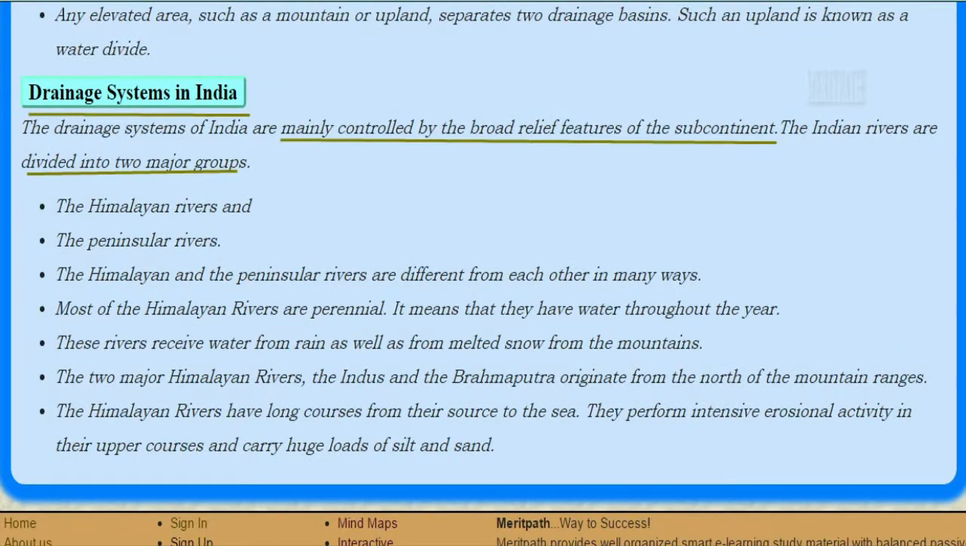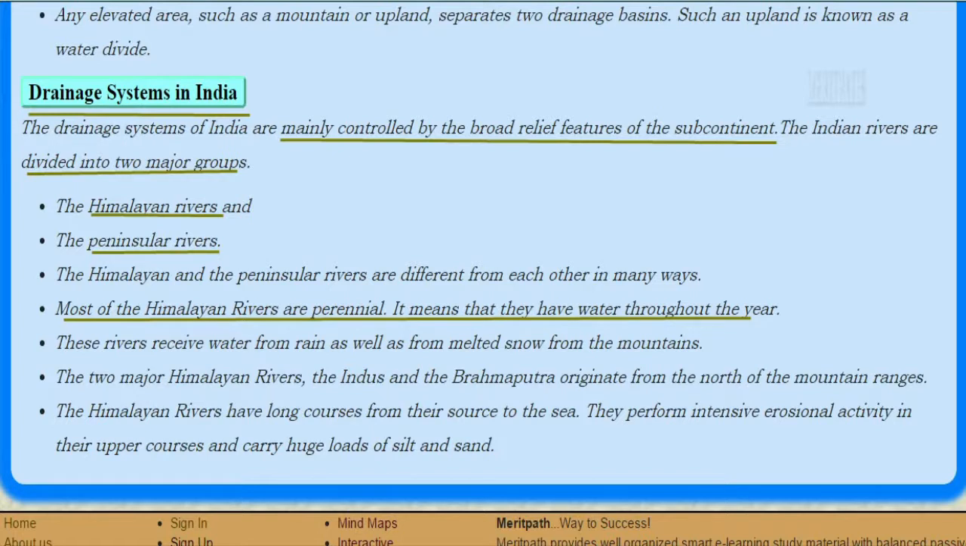Drainage systems in India, they are mainly controlled by the broad relief features of the subcontinent. Indian rivers are divided into two major groups. They are known as Himalayan rivers and peninsular rivers. Himalayan and peninsular rivers, they are different from each other in many ways.